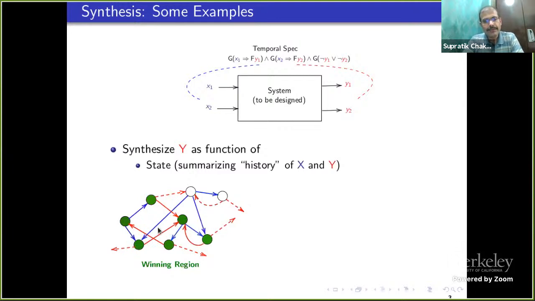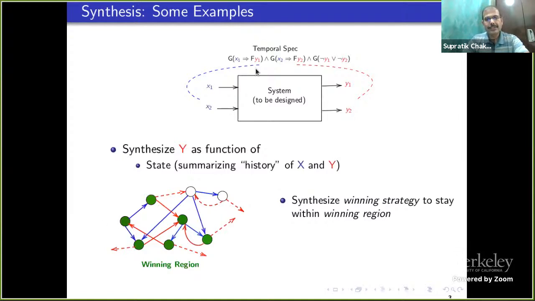So this style of temporal synthesis basically says that, okay, let's first find the winning region in the state transition graph. And then we need to synthesize a winning strategy, which helps ensure that we always stay within the winning region, because as long as we are within the winning region, we know for sure that we can satisfy the temporal specification. Okay, and this is actually a very popular and effective way of doing temporal synthesis.